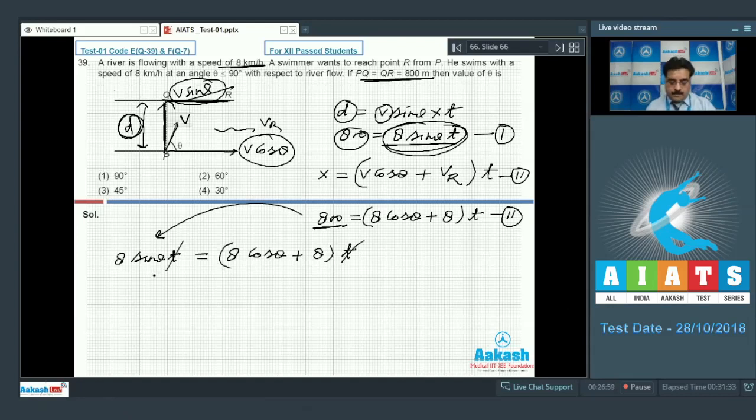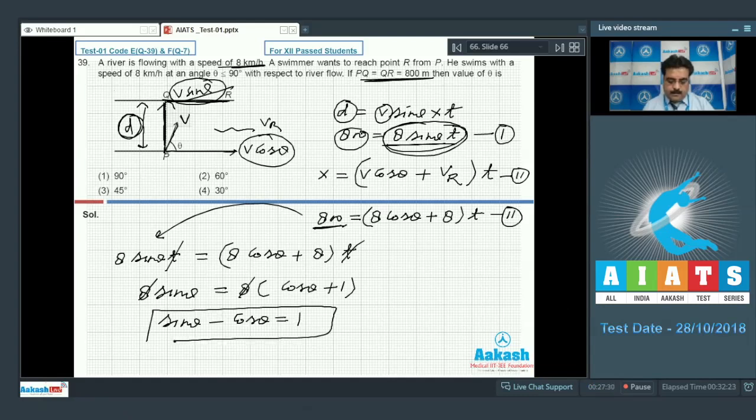t will cancel out. And if I take 8 as common, we'll see 8 sin theta and 8 cos theta plus 1 only. So 8 will cancel out. So I have sin theta minus cos theta equal to 1. So you have this equation number 3. But I need the value of theta. So for finding theta, I am going to use the next board.